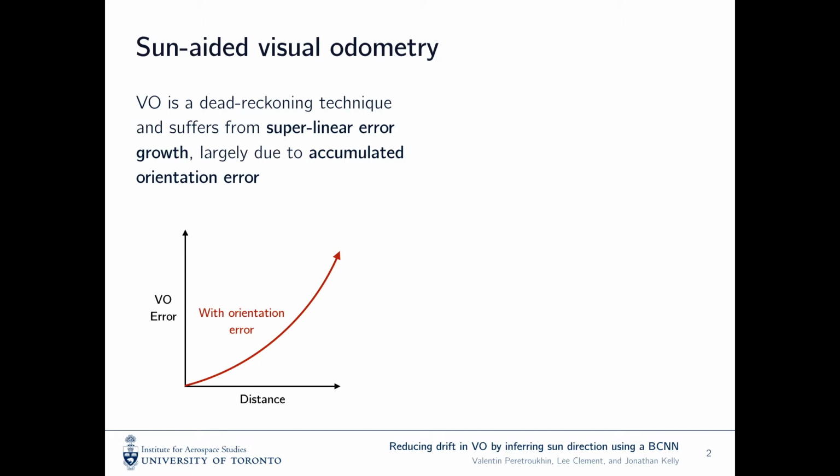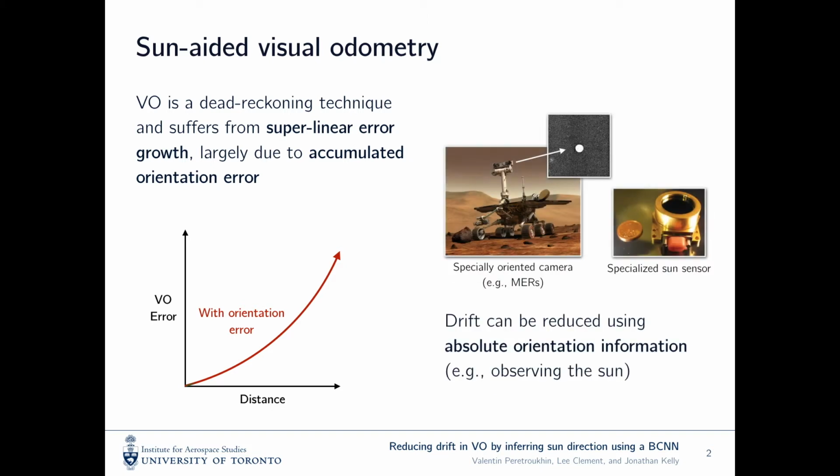Well, since VO is a dead reckoning technique, it suffers from superlinear error growth as a function of distance traveled. This is mainly due to accumulated orientation error. If we incorporate absolute orientation information into the VO pipeline, we can restrict our error growth to be linear. A well-established way of doing this in the literature is to observe a known directional landmark like the sun.